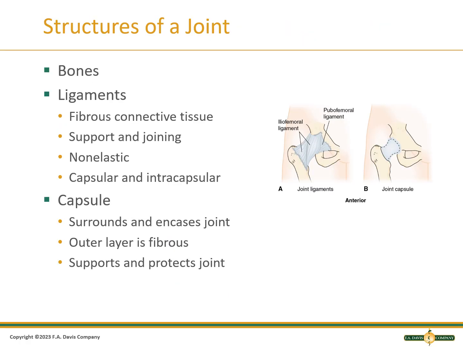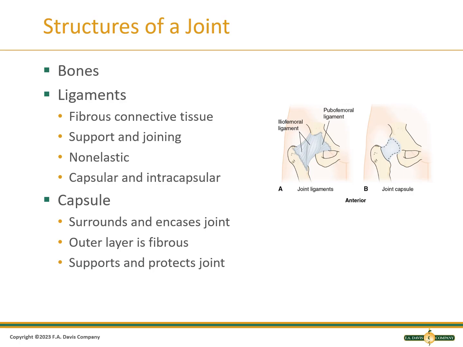To make up a joint, we obviously have to have the bones that join together, but we also have ligaments and a capsule that support the joint. The ligaments are made up of a fibrous connective tissue that help to support and join the joint, connecting bone to bone. Ligaments are non-elastic, meaning that they're not meant to stretch.